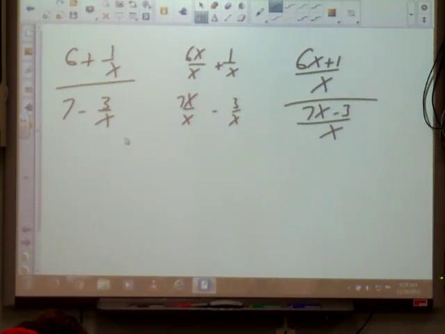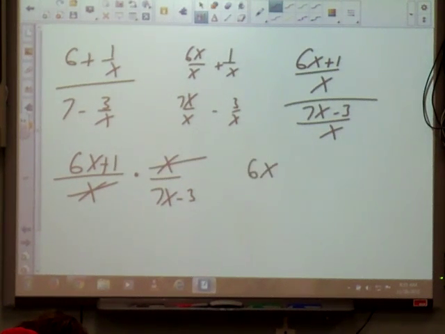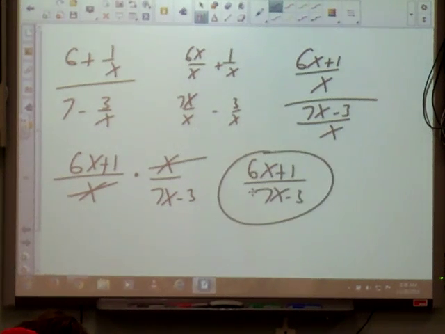Pretty easy one there. Now for your keep, change, flip. 6x plus 1 over x. Kept that one. Change to multiply. Flip. Take the reciprocal. x over 7x minus 3. Not much you can ninja, but you still get to. So on the top, we got 6x plus 1. On the bottom, we got 7x minus 3. That's what I got. That's a winner chicken dinner.